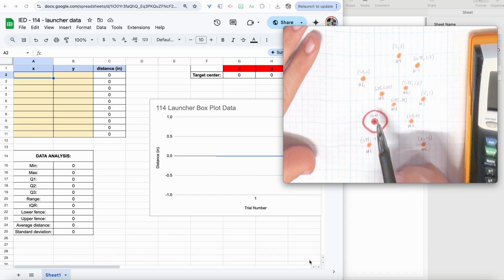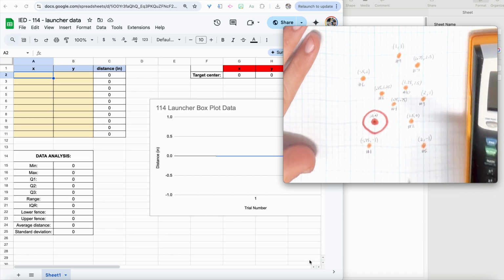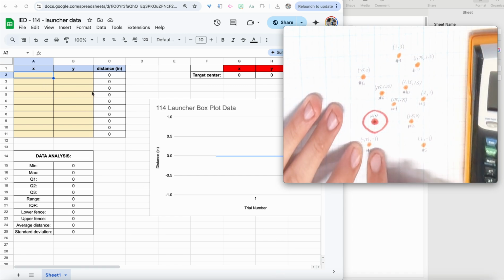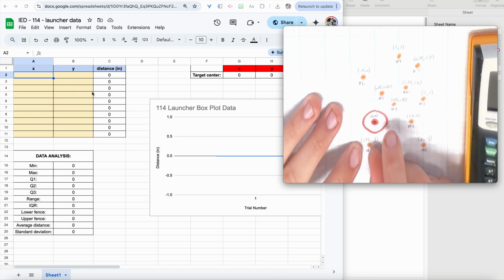Basically what we want to do is find the coordinates of all of these points. So I went through all of these points and found the coordinates of those. Now what we're going to do is punch this into our spreadsheet, and it's going to automate the process of calculating the distance geometrically from this point to this point.